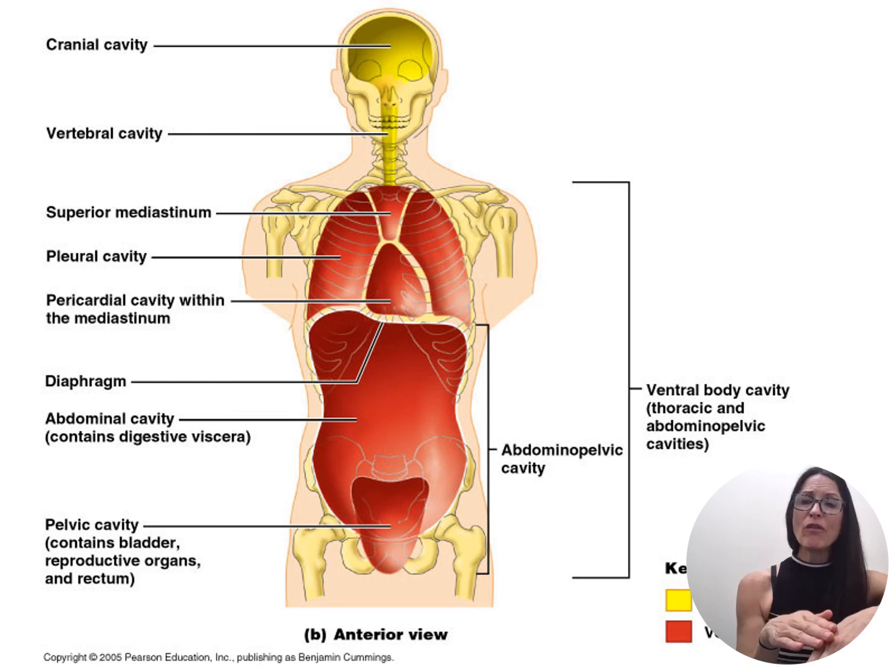Then you have your abdominopelvic cavity, and I mentioned that sometimes we lump these together. So the abdominopelvic cavity would include your abdominal cavity and your pelvic cavity. So your pelvic cavity is here below your abdominal cavity. Okay, so that's basically your pelvic floor that we talk about in yoga. And that pelvic floor is containing your bladder, all of your reproductive organs, and your rectum.